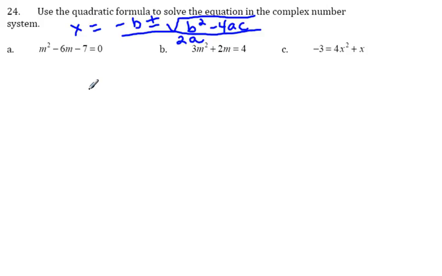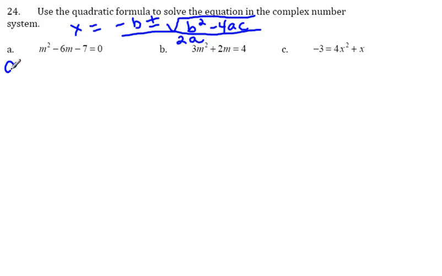The quadratic formula you will have to have memorized for the exam. I will not be providing it for you. Remember, it's x equals negative b plus or minus the square root of b squared minus 4ac all over 2a. So the first thing you need to do is find your a, b, and c, which means you have to have your quadratic equation in ax squared plus bx plus c form, so set equal to 0.